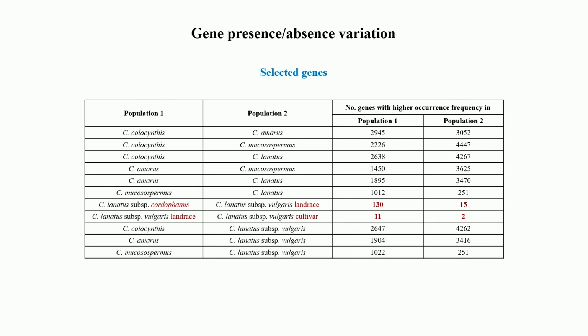So we checked the gene absence and presence variations and identified the selected genes. That means genes that have different occurrence frequency in different groups. We identified a huge amount of genes between different species. But during domestication, we only identified very few genes that are under selection. This is not unexpected because we have a very short history of domestication, like several thousand years.